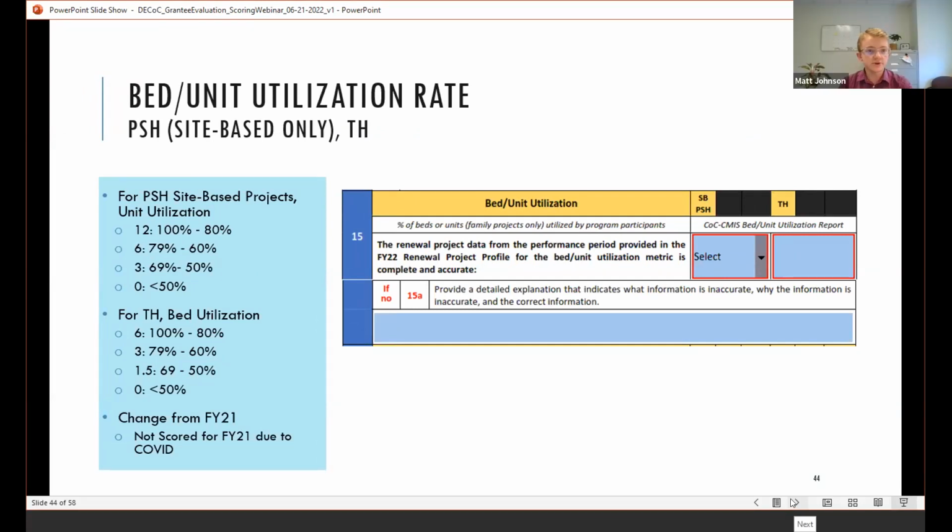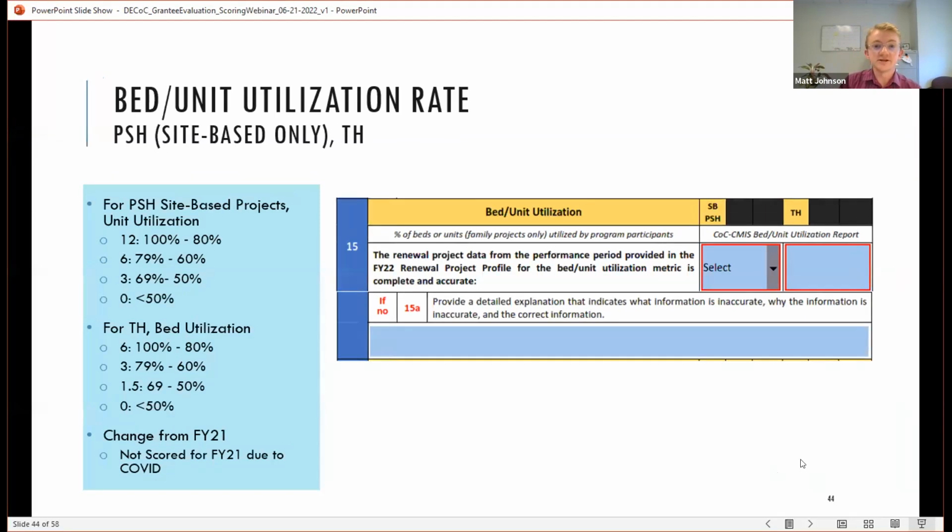Christy, is it okay to jump in with a question now while I have it front of mind, or should I wait? Okay, I was wondering why the switch back to bed utilization for TH. I know there was an intentional decision to start measuring unit utilization, and there were good reasons for that. And so I'm just curious about the change. It allows for unit utilization for family projects. Thank you.